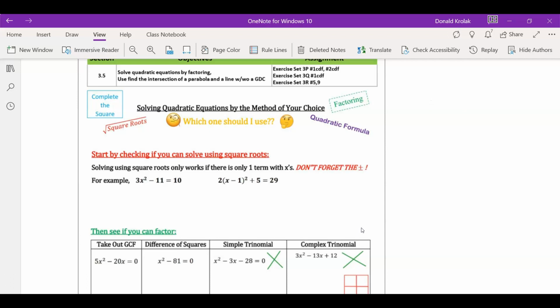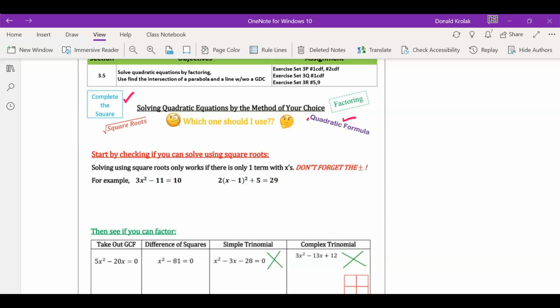There's the most direct method, and it all depends on the equation that you're given, called the square root method. Then you have the factoring method. Then you have the completing the square method. And then the quickest way, and it works in all situations, is the quadratic formula.